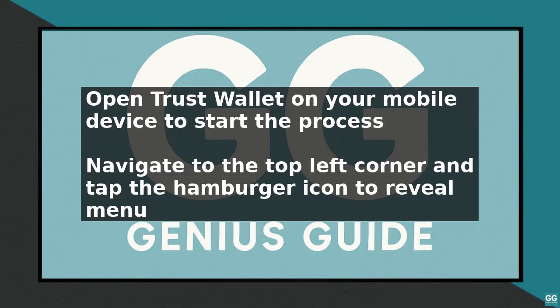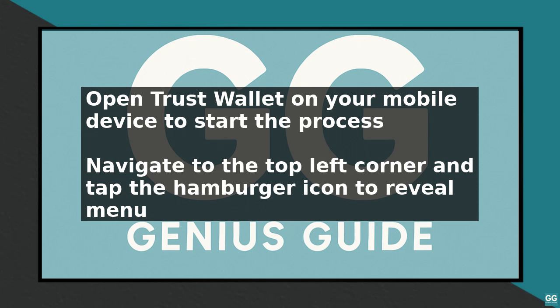To switch wallets in Trust Wallet, start by opening the application on your mobile device. Once the app is open, navigate to the top left corner where you will see a hamburger icon. Tap on it to reveal a menu. From this menu, select the option that says Wallets.